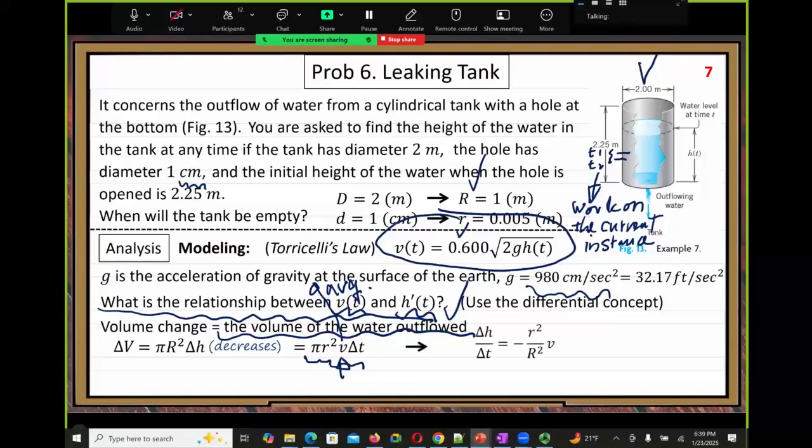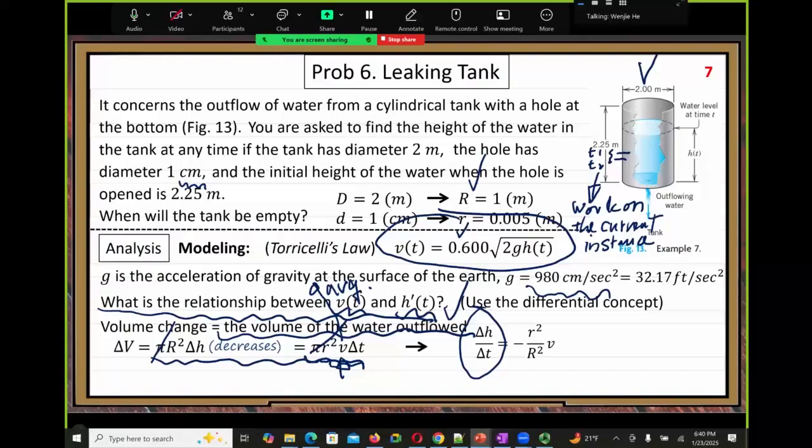All right. Then let us rewrite this formula, using an algebraic property. Pi cancels out. So then delta H over delta T equals negative. So here, negative.